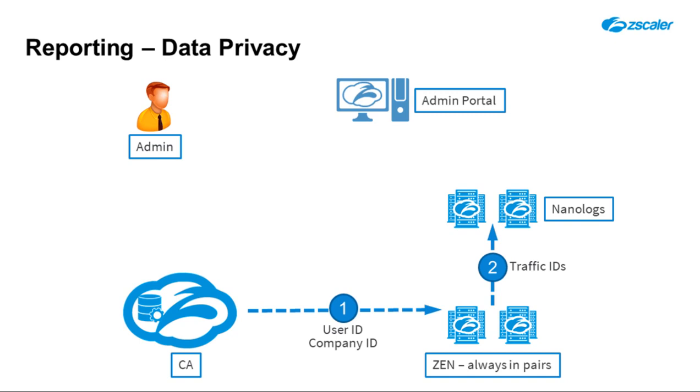2. The Zen writes in the Nanolog, via the log routers, only traffic metadata and not actual data. For instance, if a user sends emails via Gmail or similar services, the Zen only logs the information about this transaction, but never its content. The content is used only for policy scanning in memory and is then discarded.